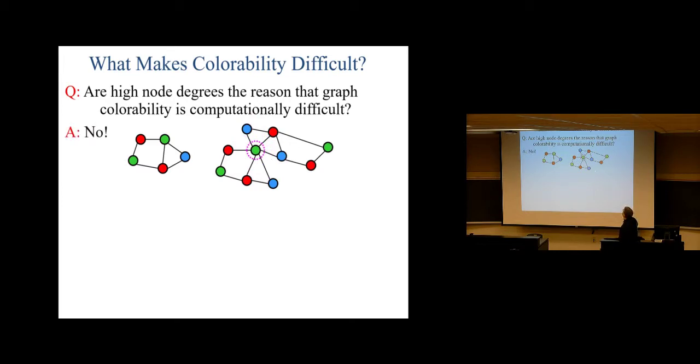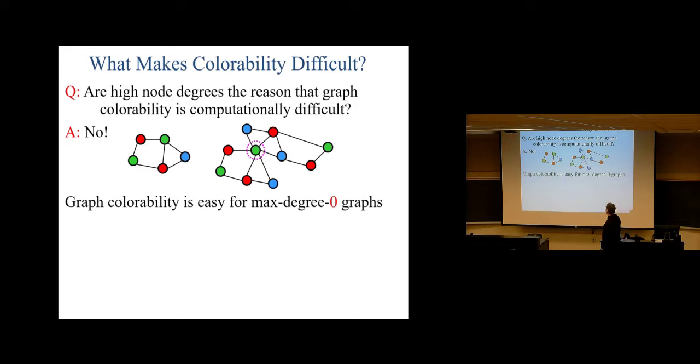Is it the high degree, perhaps? What if we restrict the degree of the graph to some low degree? Maybe it's nodes of this kind that have degree 6 or 10 or degree 100. Nodes can have arbitrary degree in a large graph. Maybe it's the degree that's the problem. And so we try to reduce the problem, simplify it, and see how hard it remains if you lower the degree. The answer is no. Graph colorability is hard even for max degree 4 graphs. But it's easy for lesser degrees.